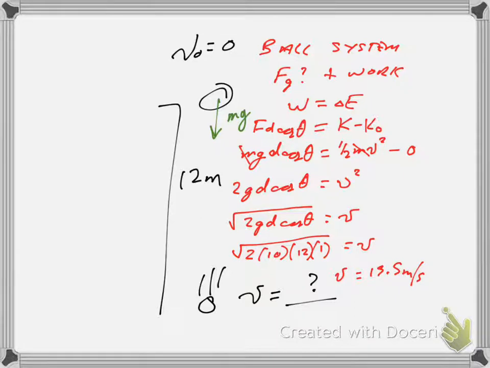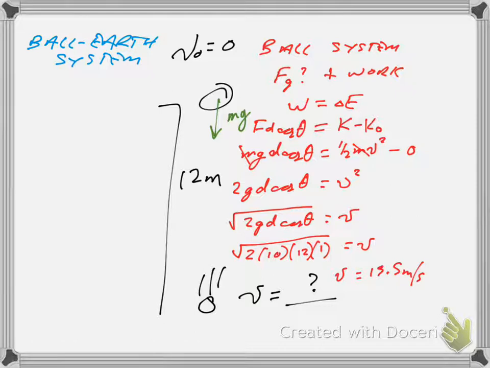Now, if I had chosen the ball-earth system, then a couple of things would change. First of all, notice how many forces are acting on the ball-earth system. Well, you might look at the free body diagram and say, well, we have the gravitational force, but recall that in the ball-earth system, the gravitational force is between two objects within the system, and so that's not going to act on the system and not going to change the kinetic energy of the system.